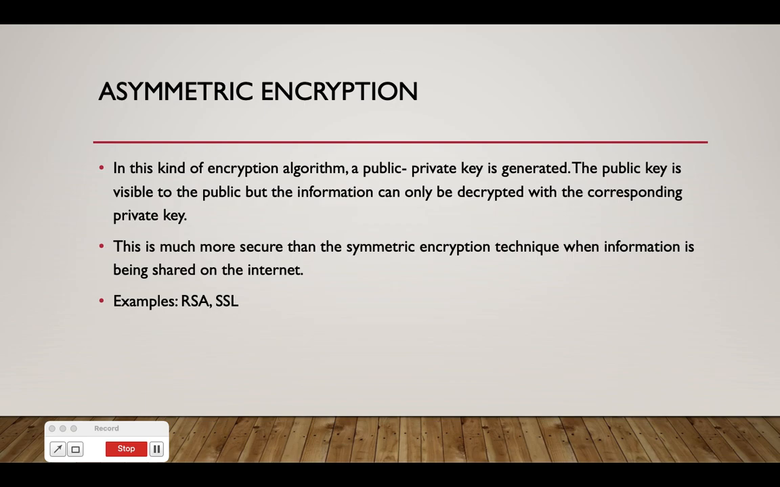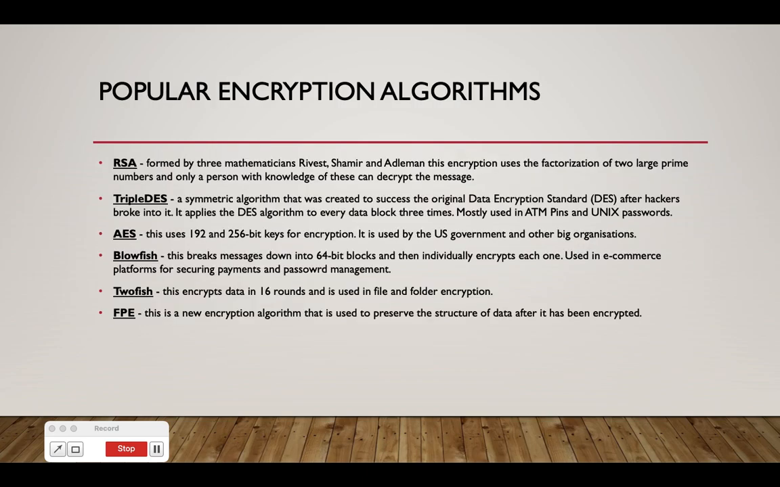The asymmetric encryption, in this type of encryption, a public-private key pair is generated. So the public key is visible to the public, but the information can only be decrypted with the corresponding private key. The advantage of this is that it's more secure than the symmetric encryption, especially when the information is being shared on the internet. Some examples of this are the RSA and the SSL.